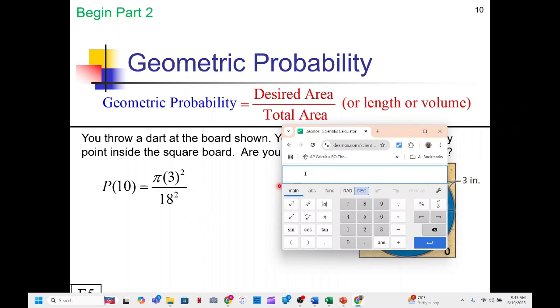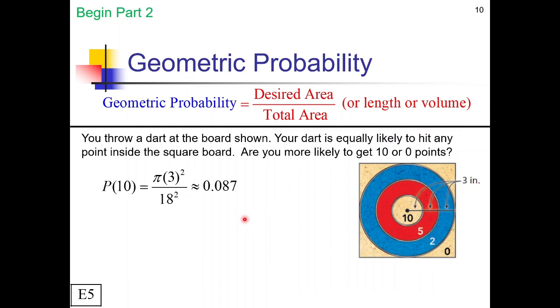So here I am on Desmos. Let me just create a fraction, and I can just write pi for pi. And then we've got 3 squared, that's our numerator. In the denominator, we just have 18 squared. And this comes out to about 0.087. So 8.7% chance if you had to give it a percentage.